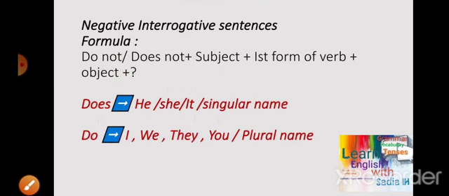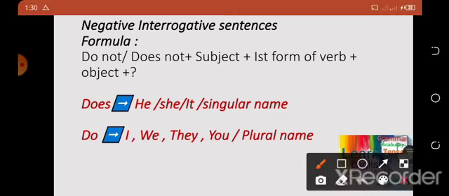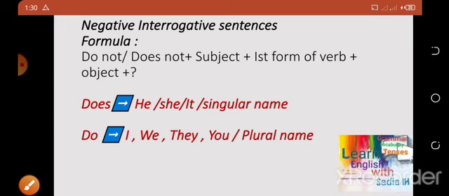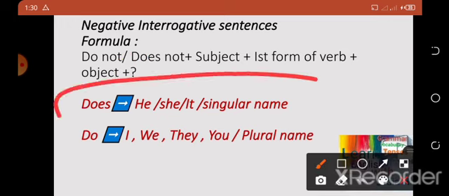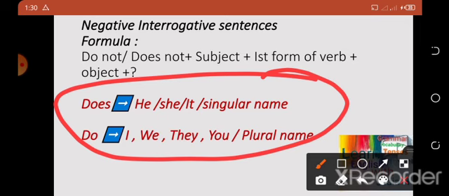Now coming towards negative interrogative sentences. Negative means denial, like you deny something, and interrogative means you are questioning somebody. So you are questioning plus denying something. The formula is do not or does not, after that you have to add a subject, then the first form of the verb, and then the object, and never forget the question mark. So here is also a reminder for you of where you have to add does and where you have to add do.